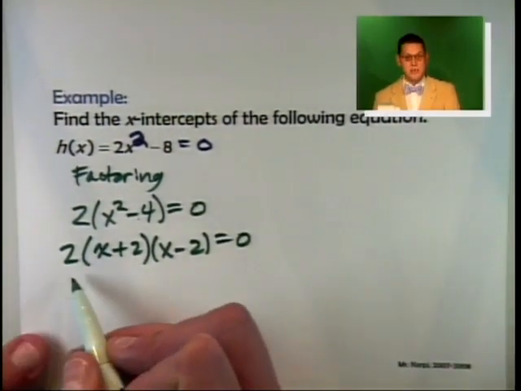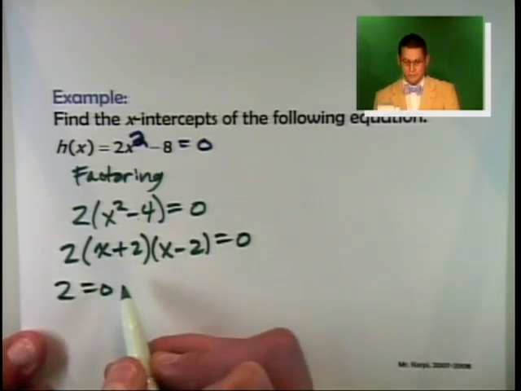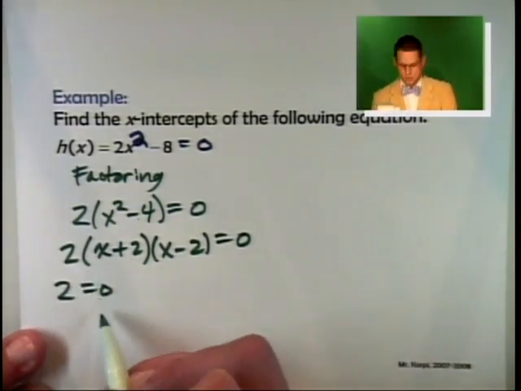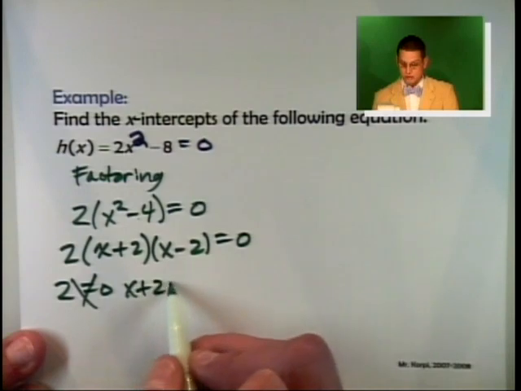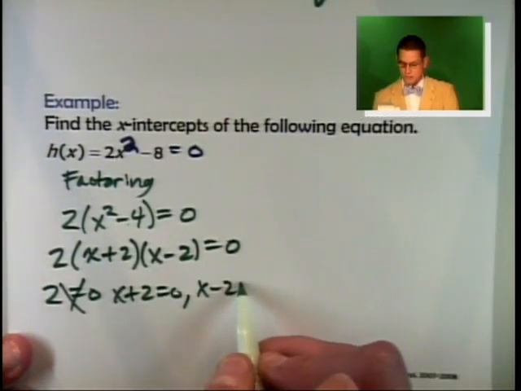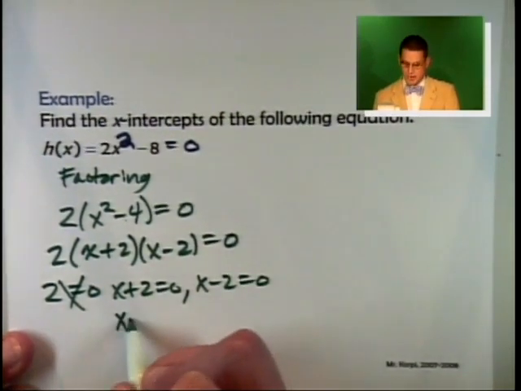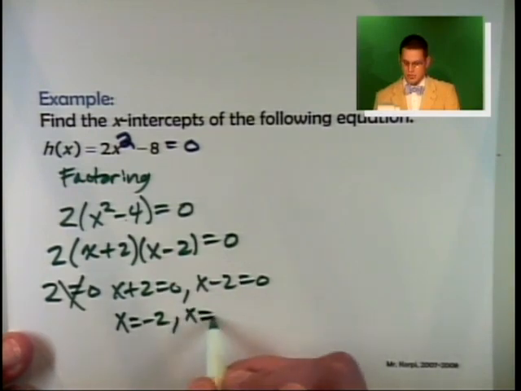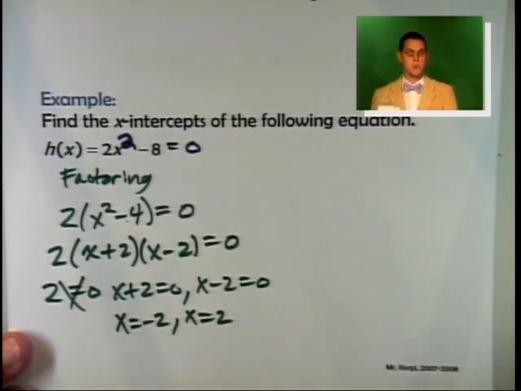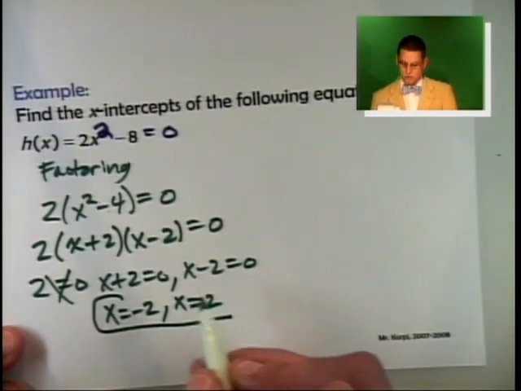So again, I can set each of them equal to 0. So 2 equals 0. Don't think so. Or x plus 2 equals 0. Or x minus 2 equals 0. Well, solving that, I get x equals negative 2 or x equals positive 2. So I actually do have my two roots.